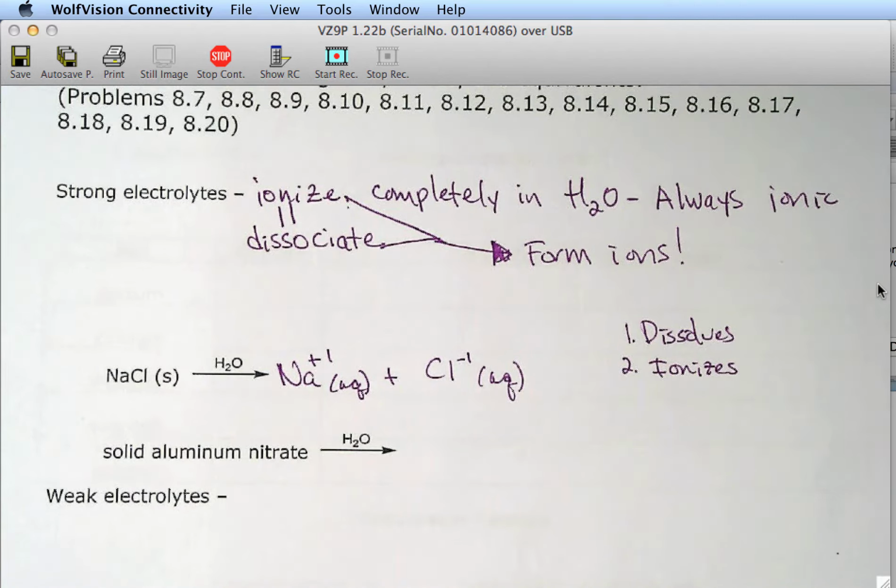So we'll see in lab. We have a probe that measures how much electricity a solution conducts, and so you can classify it as a strong electrolyte, weak electrolyte, or non-electrolyte.